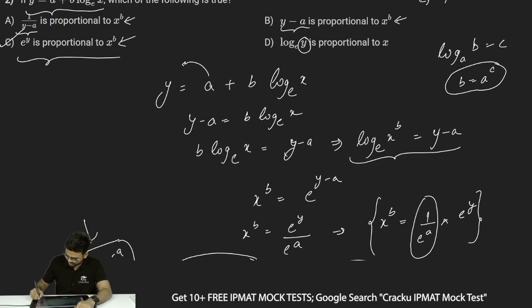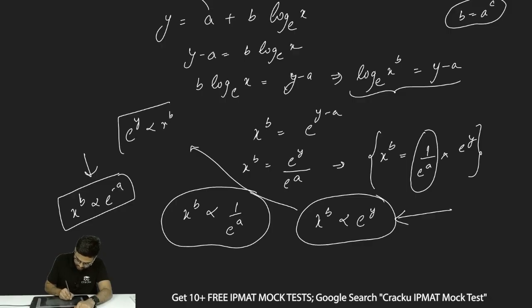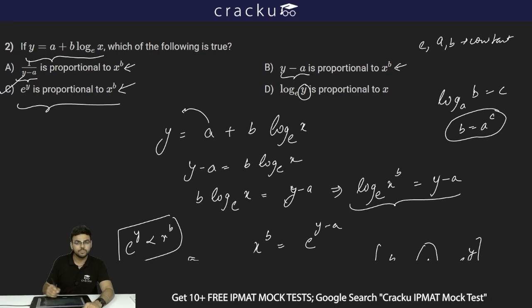We can invert this as well. If x to the power b is proportional to e to the power y, we can also say that e to the power y is proportional to x to the power b as well. Because if x to the power b is increasing, then e to the power y will also increase. Similarly, if x to the power b is decreasing, e to the power y will decrease as well. So this can be written as well, and therefore option C will be the correct answer.